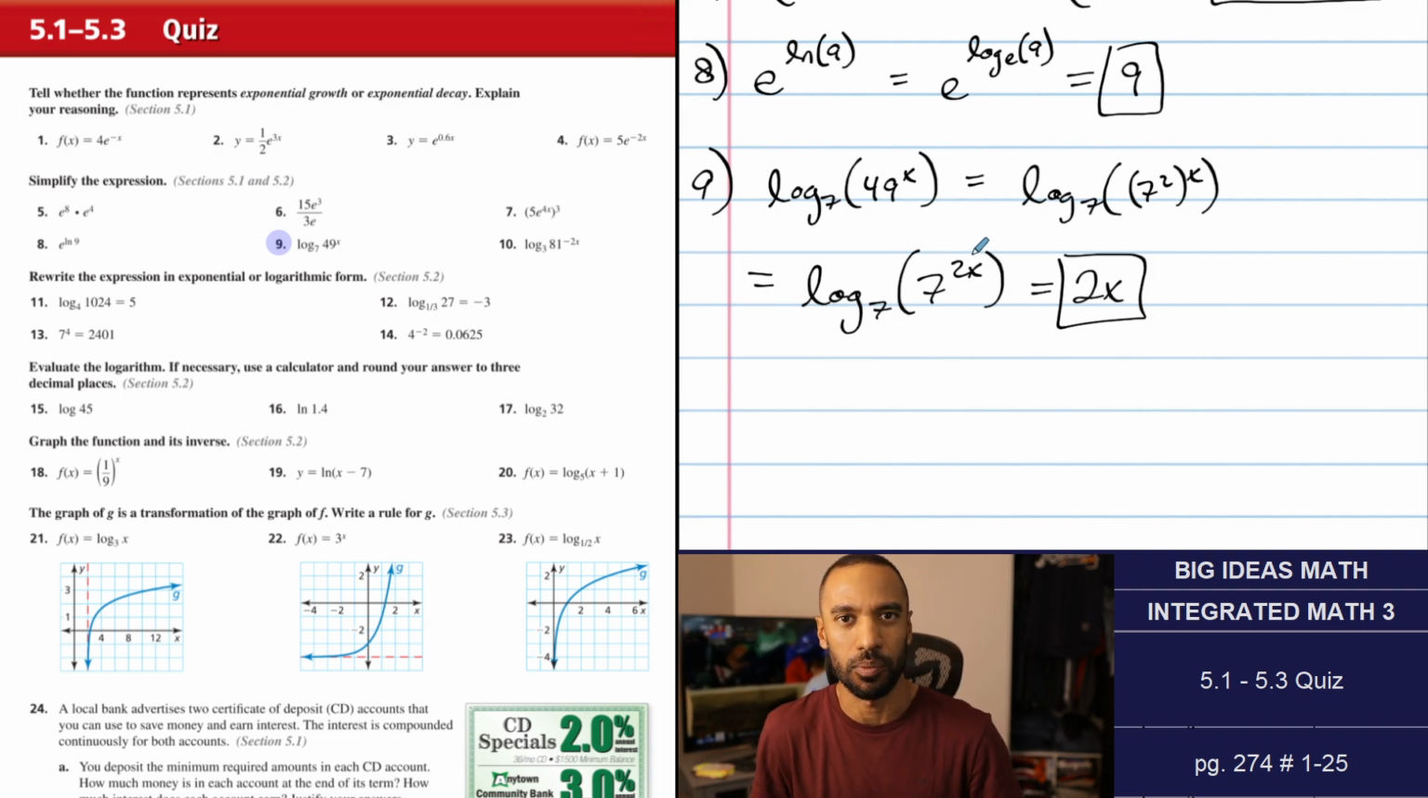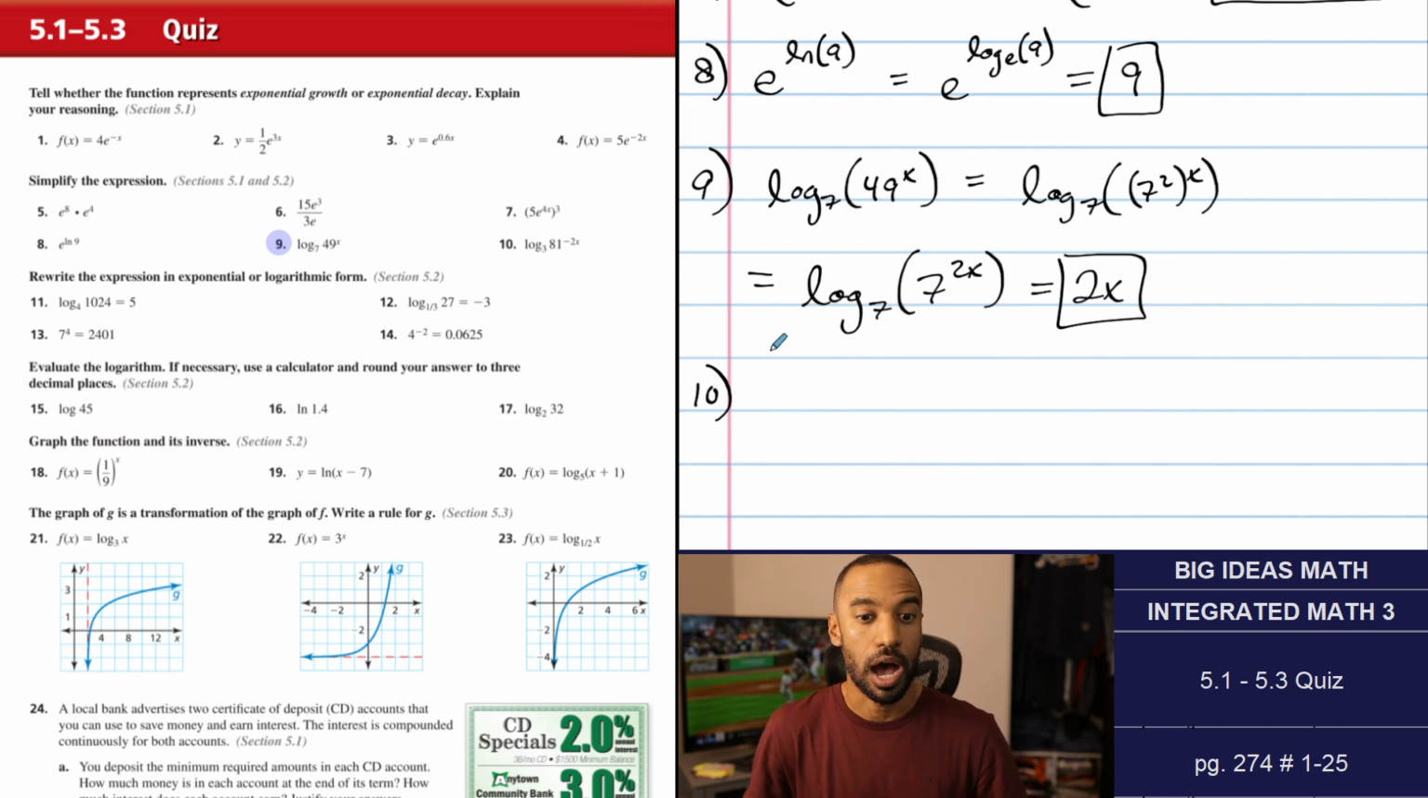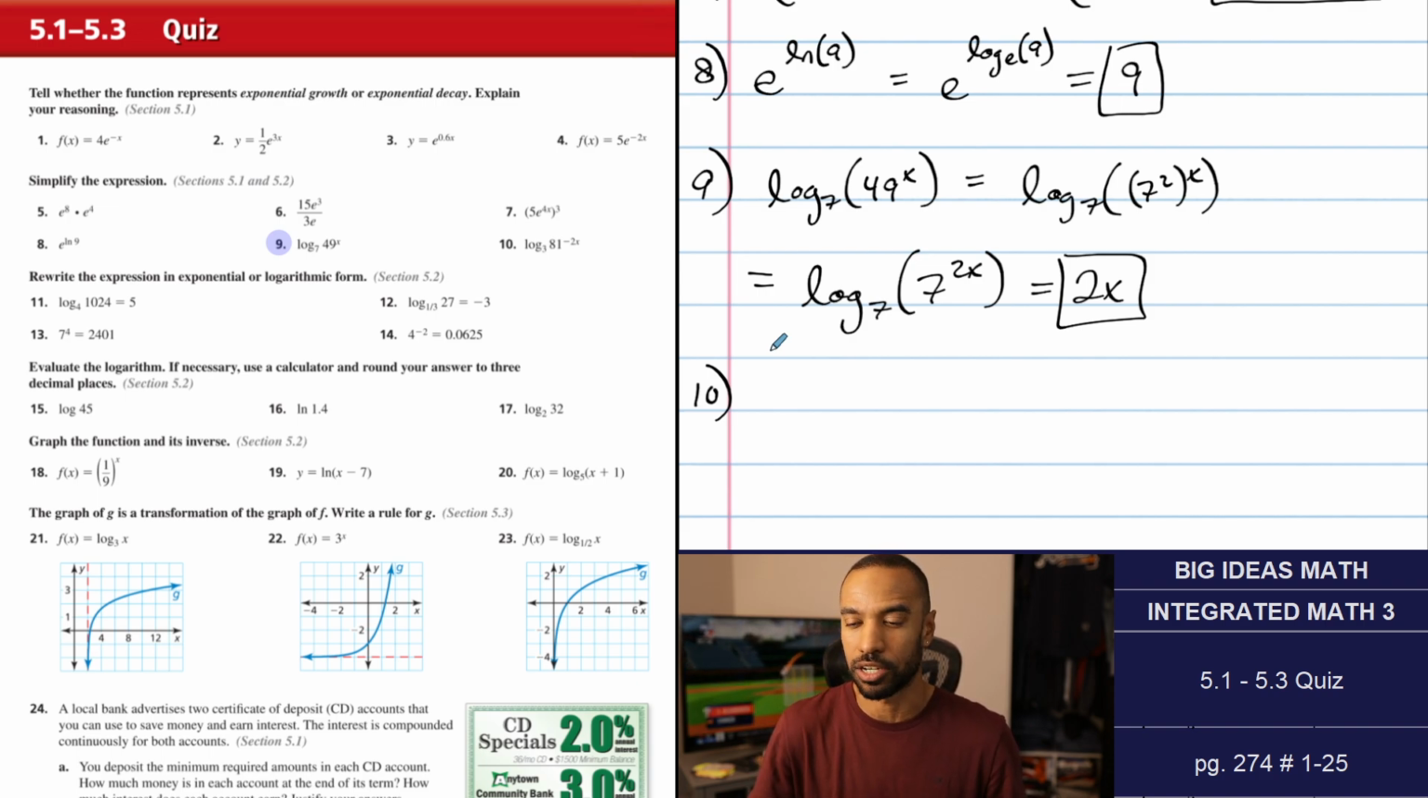We're going to talk about that when we do more on properties of logs, and I think that's section 5.4. When we do more properties of logs, you're going to see more of that process take hold. But it's because of what we're seeing right here that it actually happens.